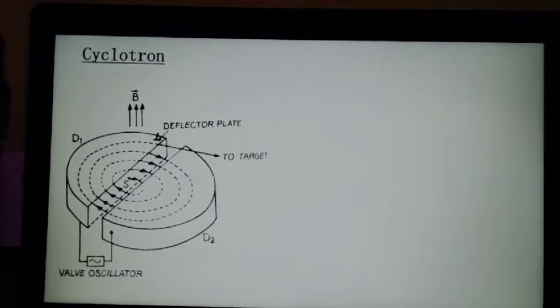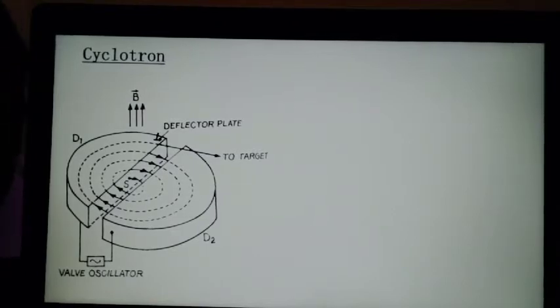And it is kept in an evacuated chamber at 10 to the power minus 6 millimeter of mercury. Pressure inside the evacuated chamber will be 10 to the power minus 6 millimeter of mercury. Okay, so that is the external setup.